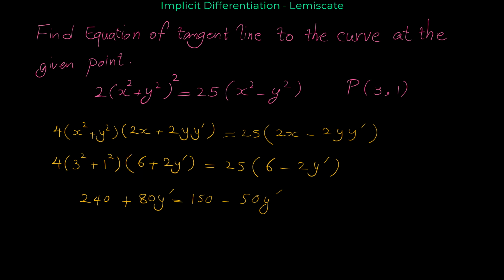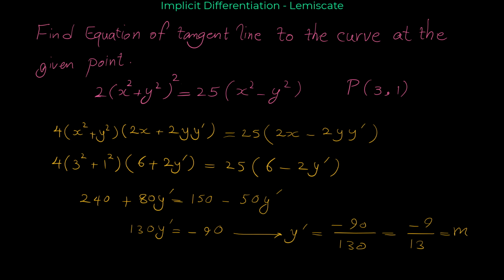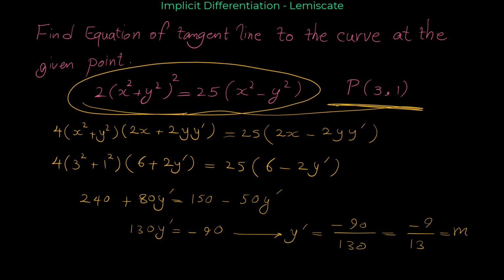Now, if we move the y prime to one side and we move the numbers to the other side, from this equation we have 130y prime equals 150 minus 240, which is negative 90. And so y prime, or the slope of the tangent line, equals negative 90 over 130, or negative 9 over 13. So this is the slope of the tangent line to this curve at this point.